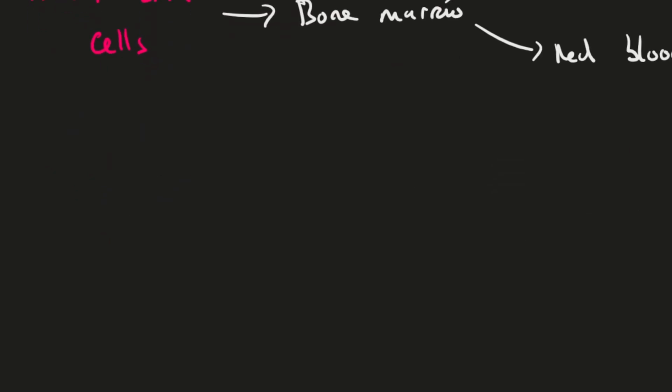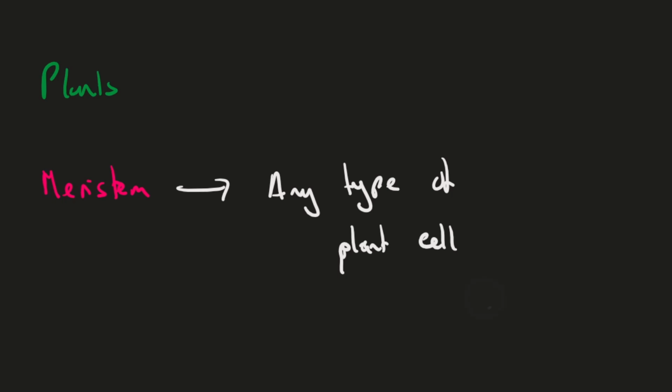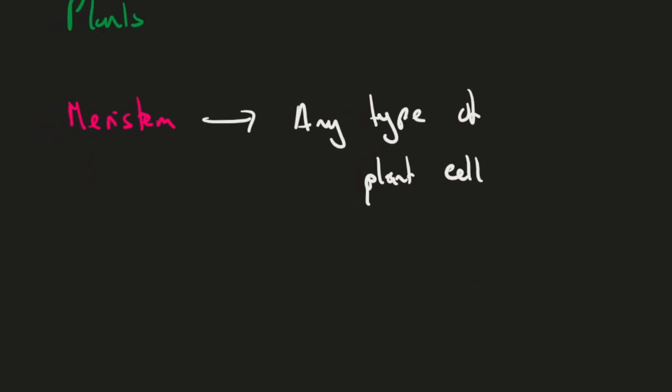We can also look at an example in plants. With plants, you have what we call meristem cells or meristem tissue. These are present throughout the lifetime of a plant and can differentiate into any type of plant cell. If you remember the different types of plant cells, like we saw, for example, the xylem cell, the phloem cell, or the root hair cells, meristem tissue in plants contains stem cells that can differentiate into any of those plant cells that you need.